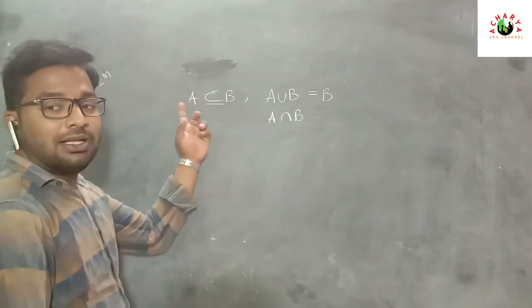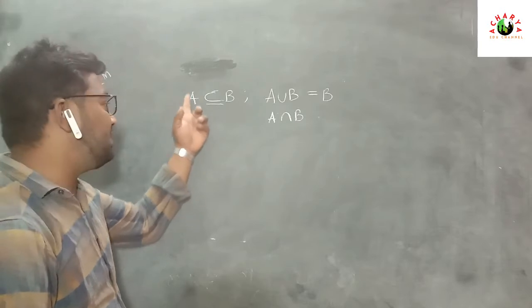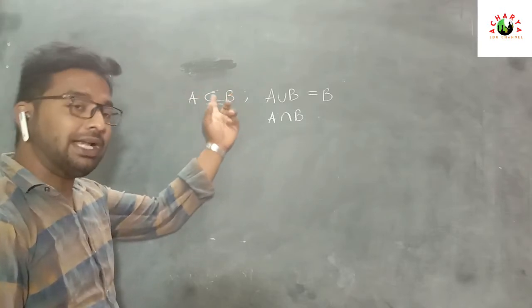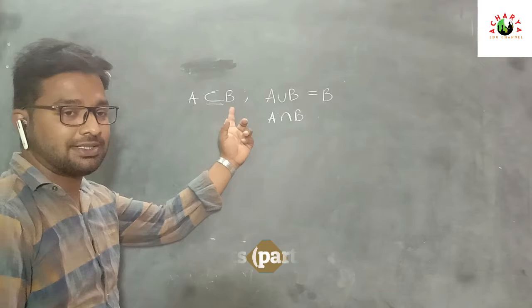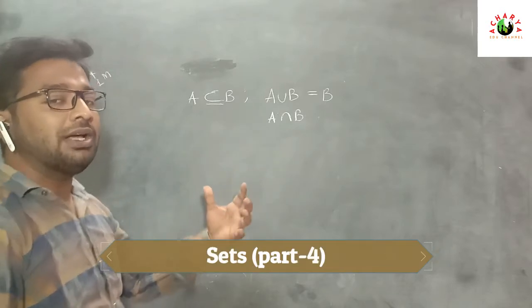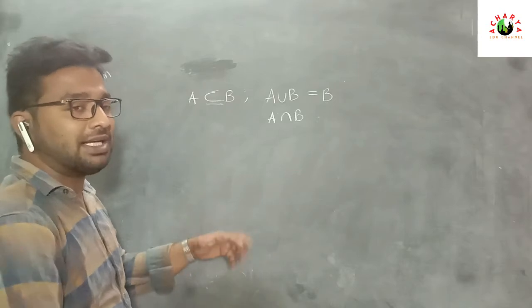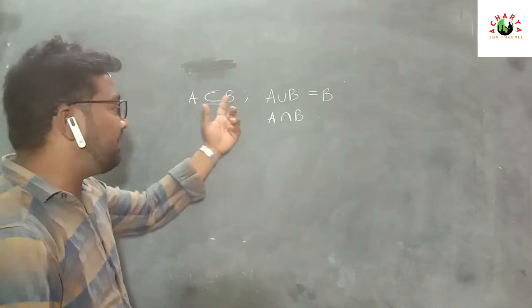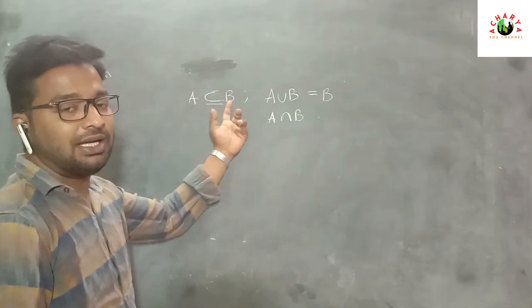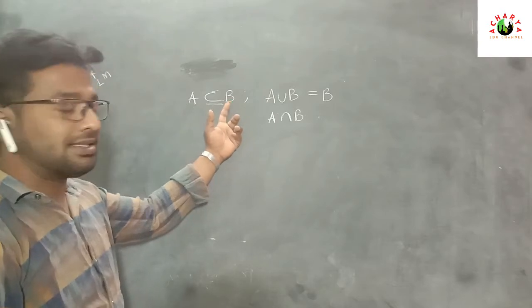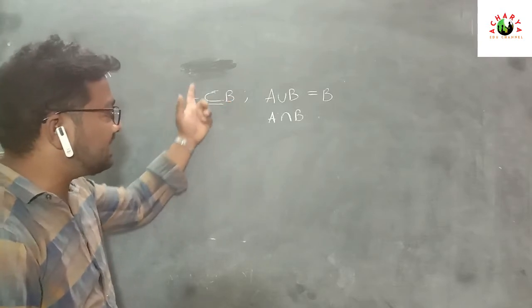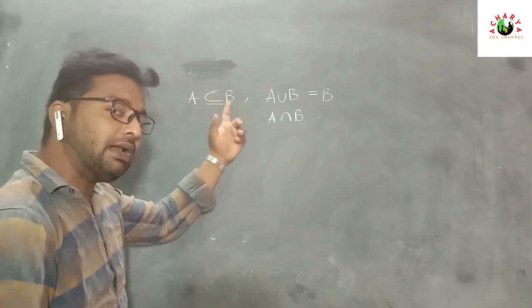Because here the elements of set A are present in the B set, and extra terms are also there in B set. So when we are doing union, we should combine all the elements. After combining, we will get the B set only. Why? Because all the elements of A are already there in B.